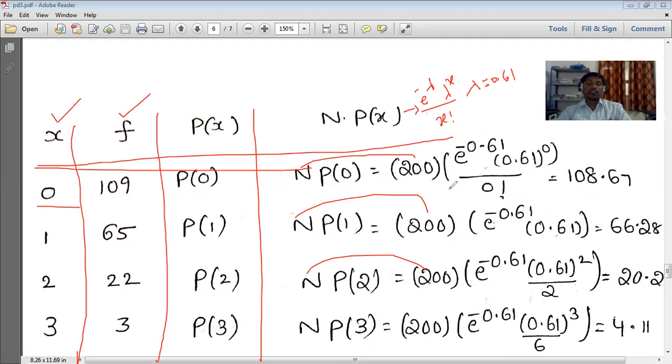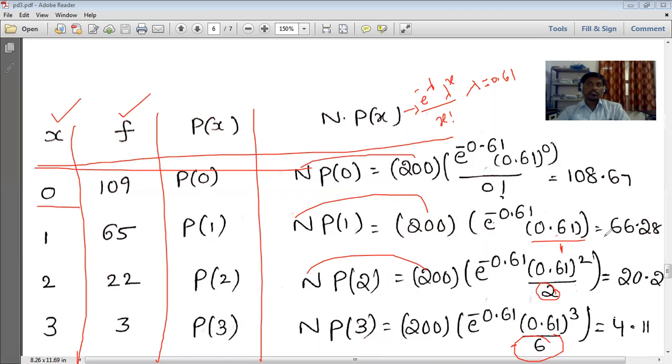That's why cancellation is a must. 200 into e power minus 0.61, then 200 into 0.61 into e power minus 0.61. Why? Because here it is power 1 and 1 factorial. 1 factorial is 1 and power 1 is as it is. Next, 2 factorial is nothing but 2, and for the next term 3 factorial is 6. So we wrote 6 here, and 2 factorial is 2, and 1 factorial is 1, which we didn't write. 0 factorial is also 1. So we can multiply this one with this one.